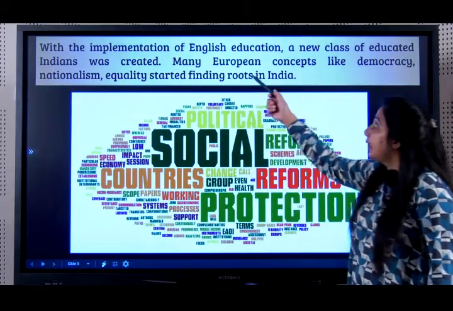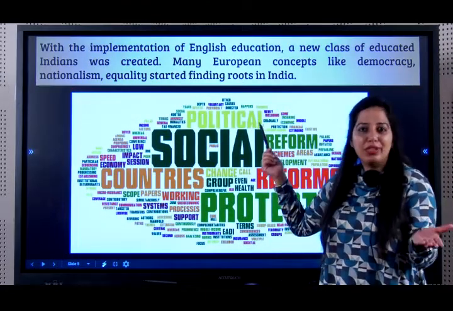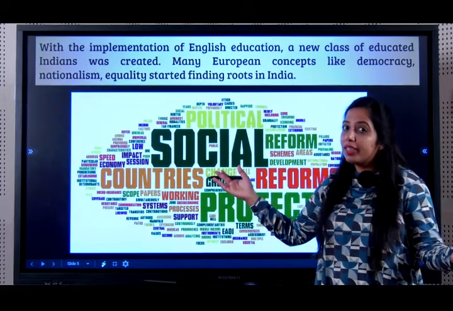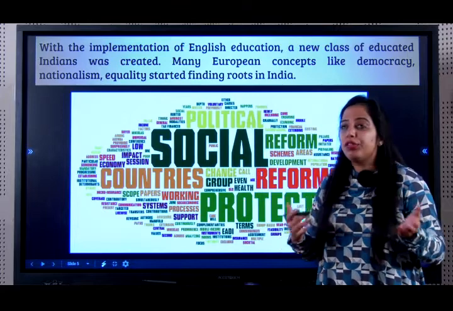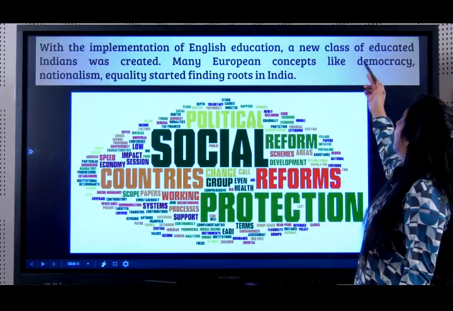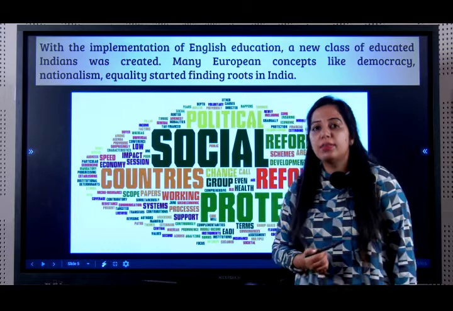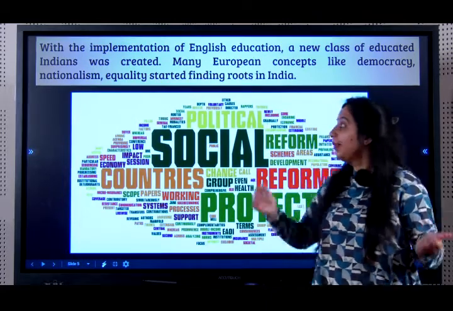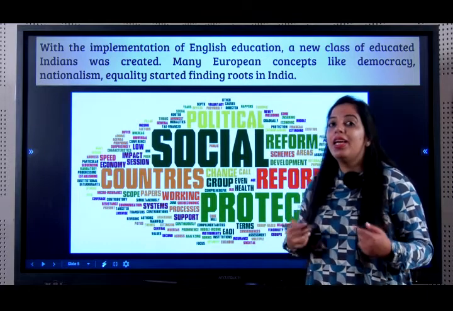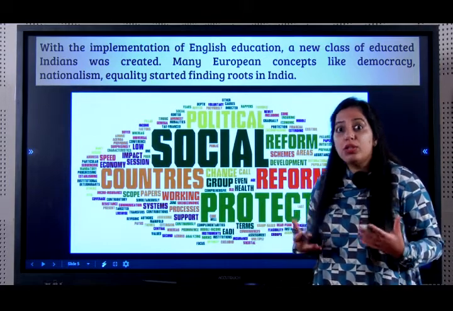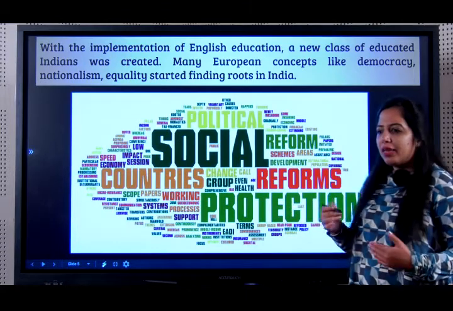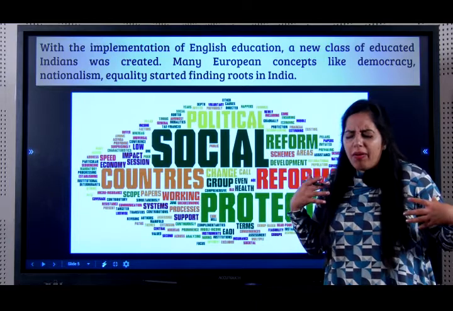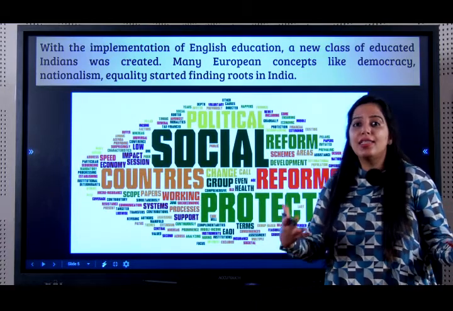With the implementation of English education, I already told you, the British have come, they have implemented English education throughout the country and they have also made a uniform civil code. A new class of educated Indians was created, and now there are the values of democracy, nationalism and equality. Indians know about these values. They are no more concerned with, oh, you're from the Maratha kingdom, oh, you're from Karnataka. They all recognize themselves as Indians.